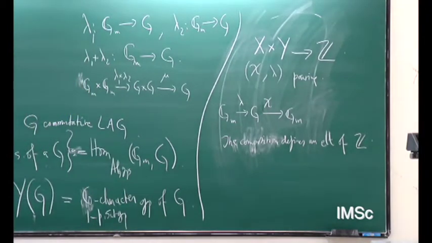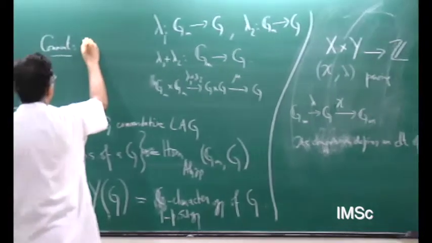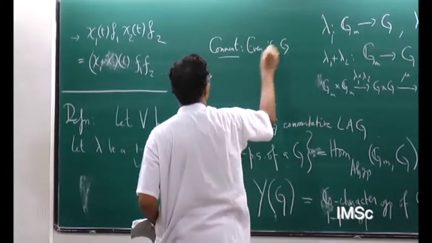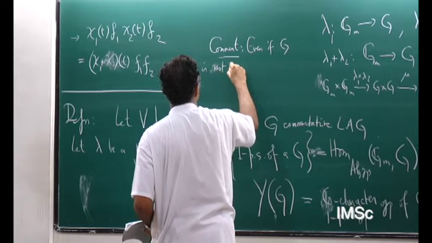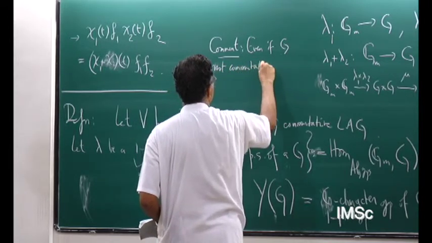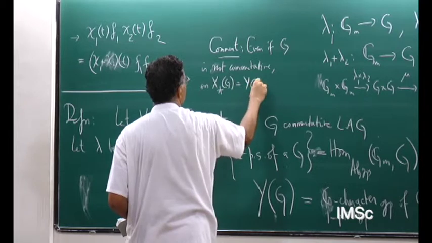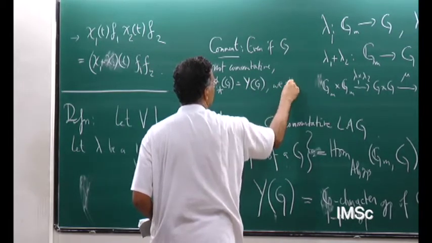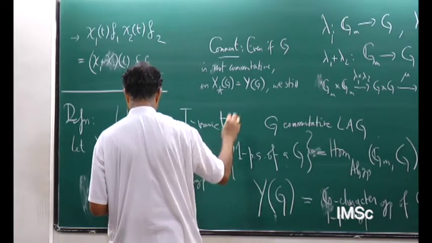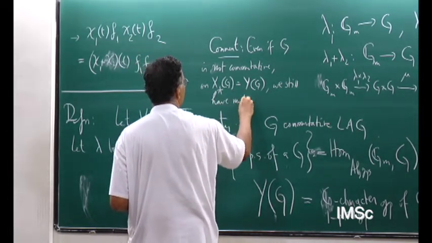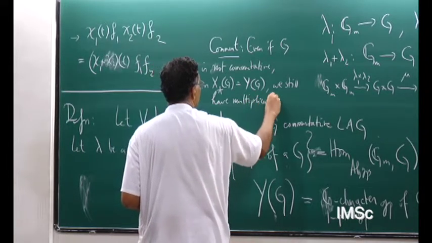Okay, so comment. Even if G is not commutative, on X star G or Y G, we still have multiplication by integers. Let's understand this.